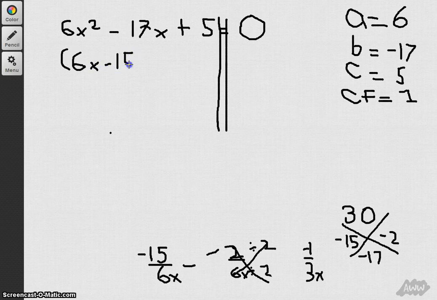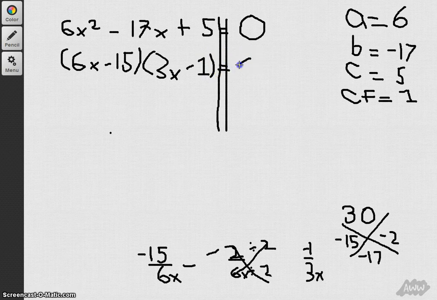minus 15. I hate this whiteboard so much. By the way, it took me forever to write this equation, and that's a disgusting 3, but 3x minus 1, parentheses.